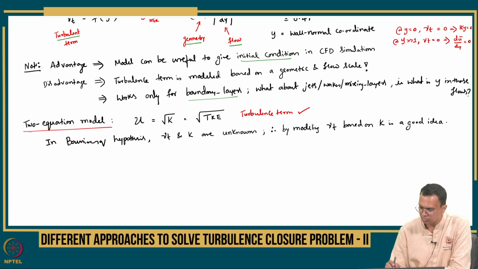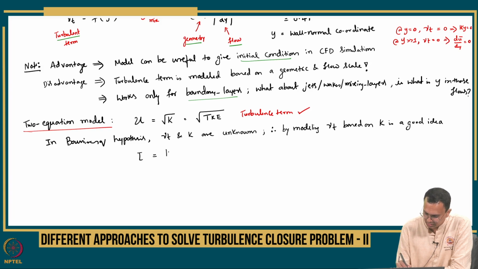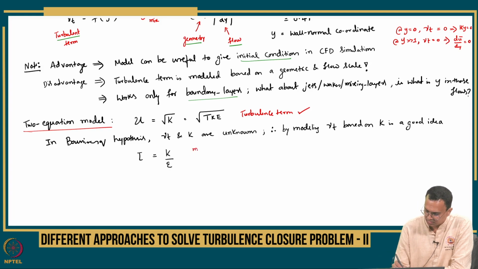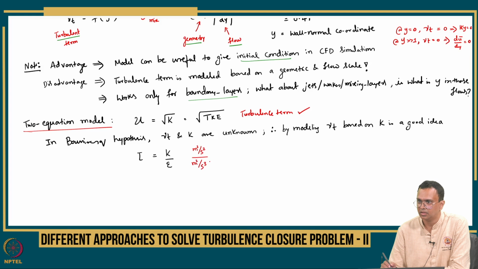Now, we would like to introduce another scale, a time scale. I will put up a turbulent time scale, which is simply the ratio of k over epsilon. If you recall, k is meter square per second square and epsilon is meter square per second cube. Epsilon is the dissipation rate of turbulence kinetic energy. It is the rate at which k is changing, so it has the same unit as dou k by dou t, meter square per second cube. So, this gives me a turbulence time scale, right.